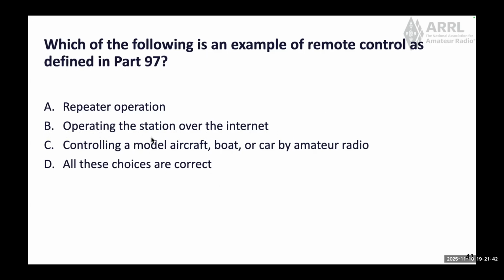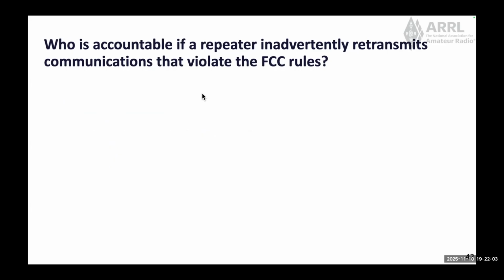It's going to be B, operating the station over the internet. Controlling a model aircraft or boat or car by amateur radio, as defined in Part 97, is an example of remote control too, but it's going to be operating your radio over the internet. I know some people have their radio and they'll go on a trip and they're able, through their computer, to transmit from wherever they are over the radio, and it appears like they're at home, but they're actually maybe in Florida and their radio may be in Kentucky.